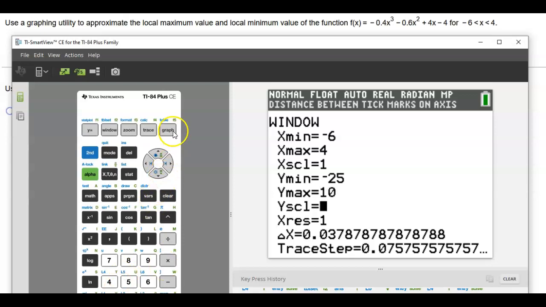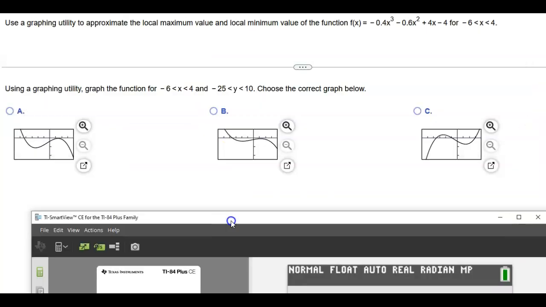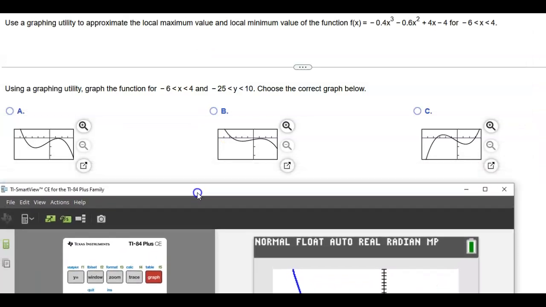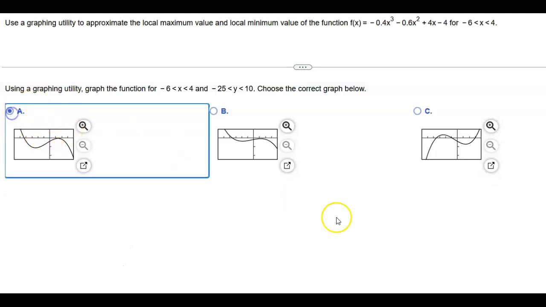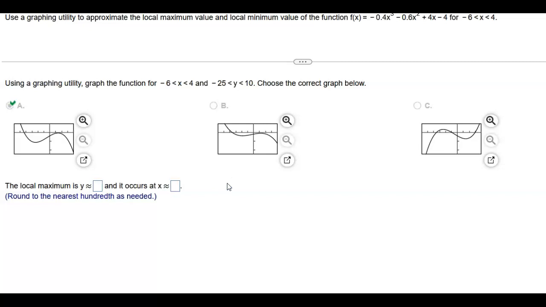All right, so now we can go right to our graph, and it's going to show us what this looks like. And if we compare these, we can see that it looks like it's definitely this first one here, A. So we'll go ahead and check that. And then it says find the local maximum. And y is approximately, and we're going to round it to the nearest 100th at the x value.